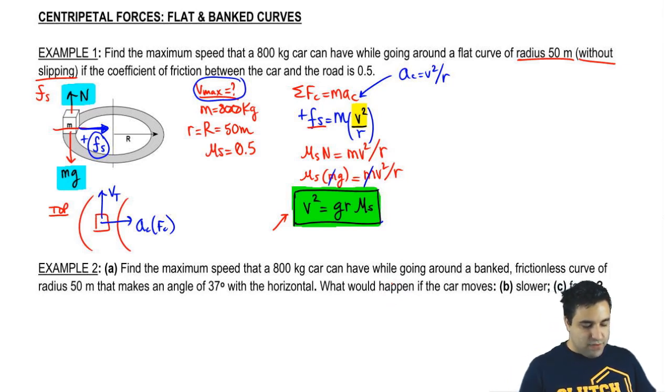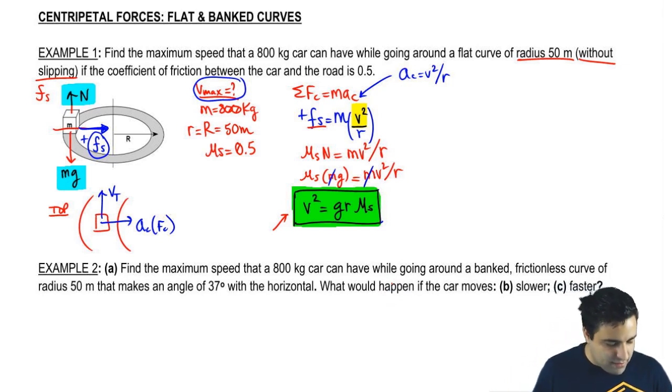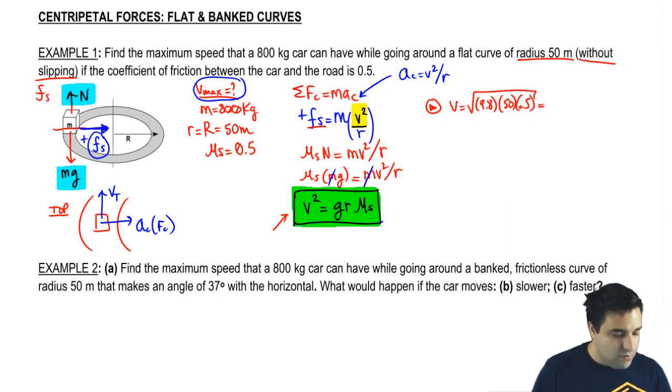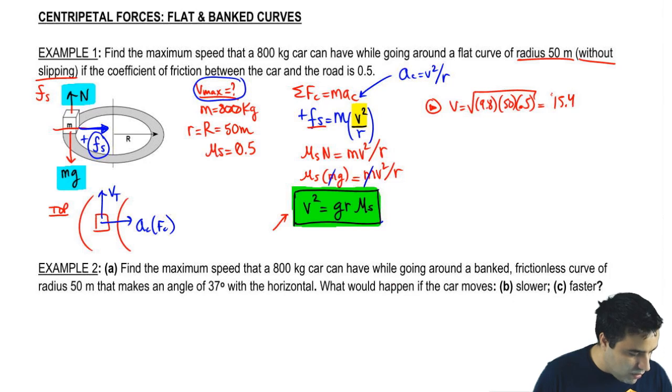Okay, so that's how this works. Let's now actually calculate the number. This is the least important part, but let's do that real quick. It's the square root of g, which is 9.8, r, which is 50, and mu, which is 0.5. And if you plug all of this in, you get 15.4.